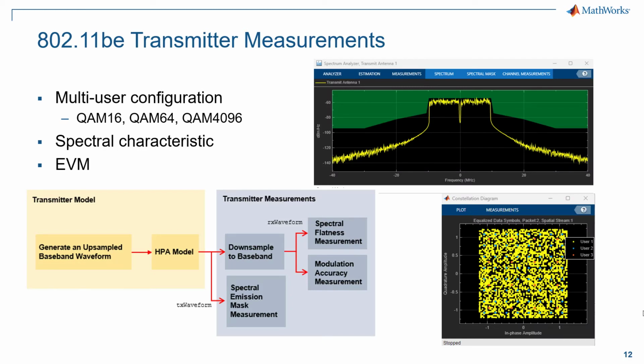The final capability I want to mention is EVM and spectral characteristic measurements. With higher bandwidth and increased modulation order come greater requirements on the RF portion of the modem. Being able to assess the impact of RF components on the resulting spectral purity and EVM is therefore more important than ever. In this example, we demonstrate how to set up a simulation with the multi-user 802.11be waveform, model RF impairments, verify compliance with the spectral emission mask and spectral flatness requirements, and measure the modulation accuracy, or EVM.